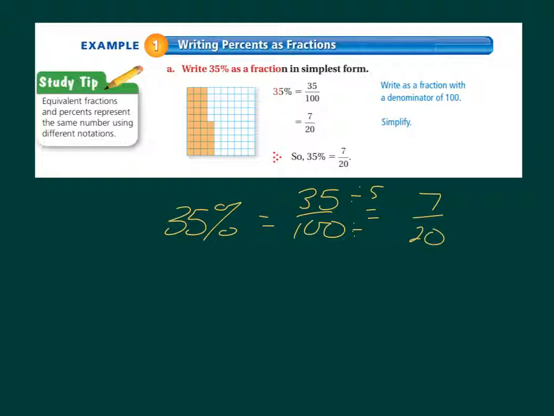And you can stop reducing when they don't share any common factor. So 7 and 20 don't share anything. 7 is prime, and 20's numbers that go into it are 1, 2, 5, 4, 10, and 20.